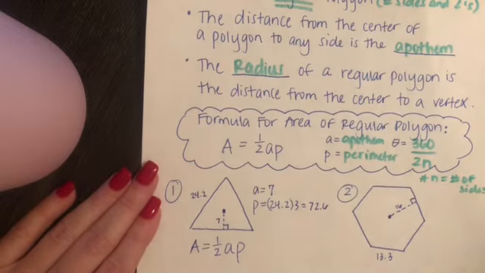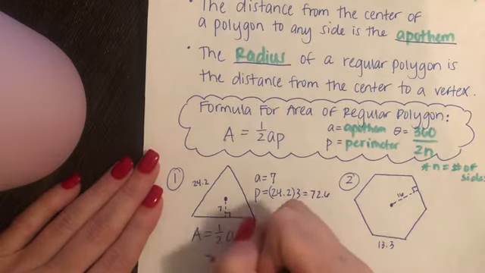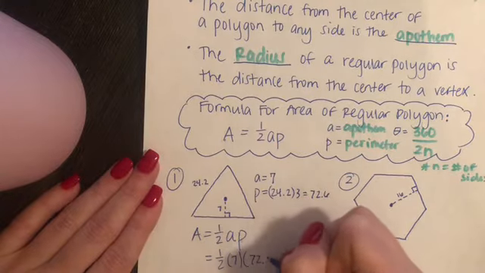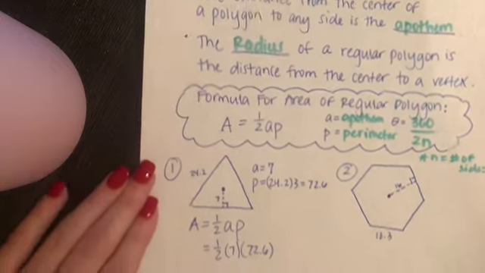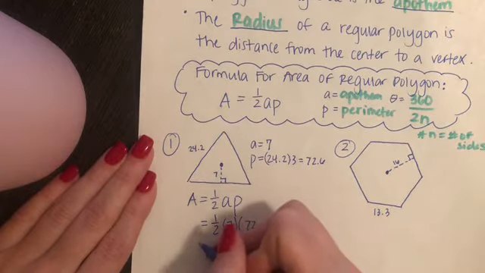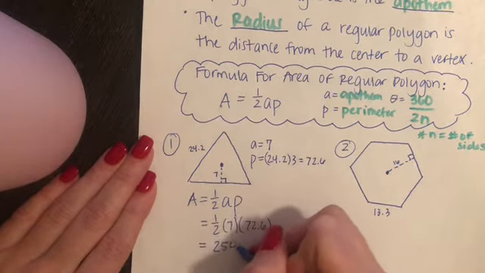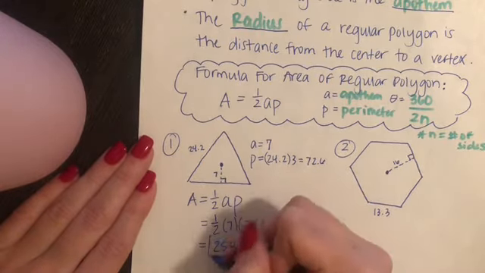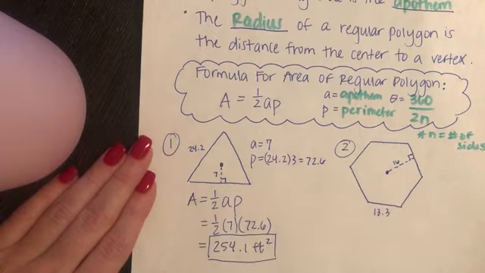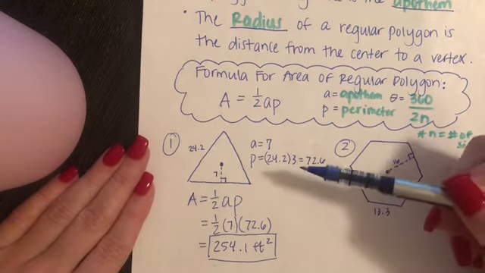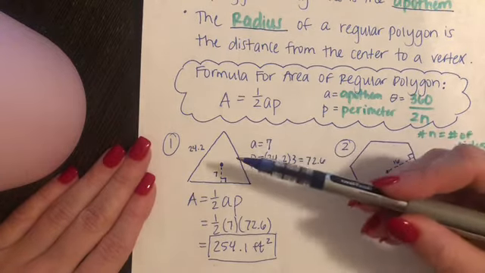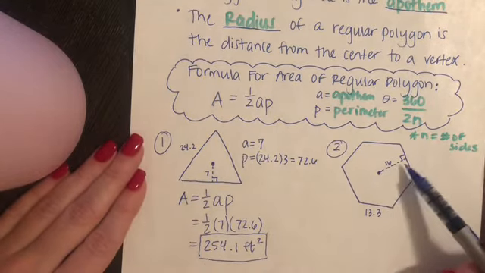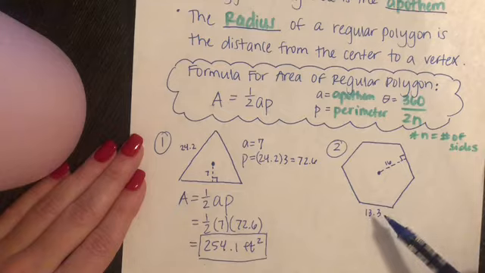Okay, that's giving us 72.6. Okay, last thing to do is just plug everything into the formula. Okay, and crunch the numbers. This is going to give you a total of 254.1 square feet as my final answer. All right, and again, this one was pretty easy because the apothem was given and the side length is given.